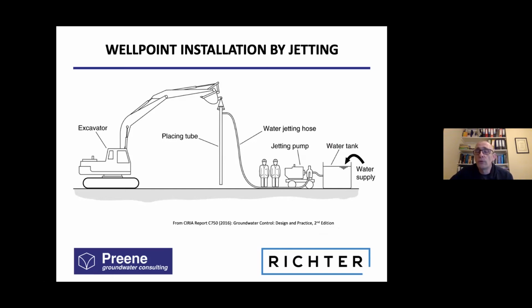And we could drill them in with drilling rigs, but we have to put a large number of these well points in the ground. Even a small excavation with well points at 2 meter centers might have 50 or 100 well points around it. And it will be too slow and too expensive to drill these in with a drilling rig. So we developed the method of jetting. This involves a water supply that goes to a high pressure jetting pump. The jetting pump is connected to a steel tube known as a placing tube supported by an excavator.